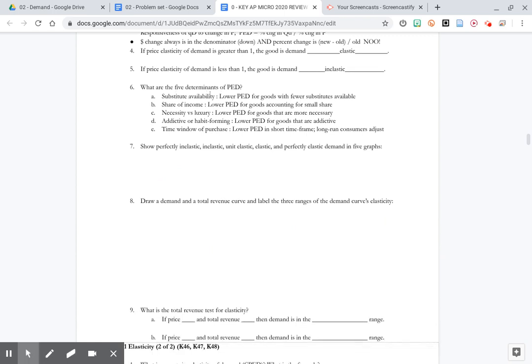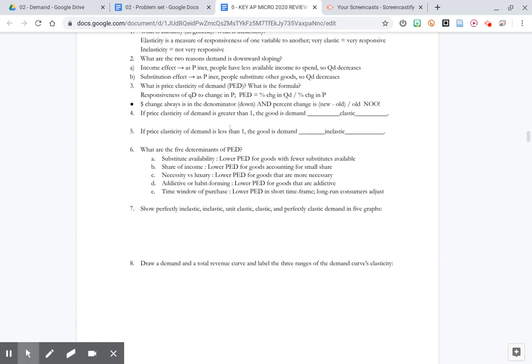Substitute availability is the idea of, is it relatively easy for the consumer to find a different product? If they can't, then there's going to be a pretty inelastic demand curve for it, because if the price goes up and there's no substitutes for it, consumers are just going to have to buy the same quantity. Toilet paper is a good example of this. There's not a lot of substitutes for toilet paper, and if the price goes up for it, you just suffer through it and buy the same amount.